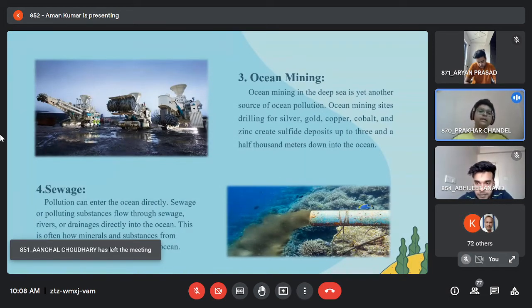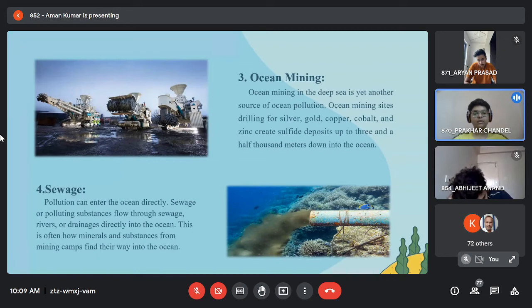Sewage. Pollution can enter the ocean directly. Sewage or polluting substances flow through sewage rivers or drainage directly into oceans. This is often how minerals and substances from mining camps find their way into the ocean. This is a global problem with equally significant challenges in high, middle, and lower income countries alike.